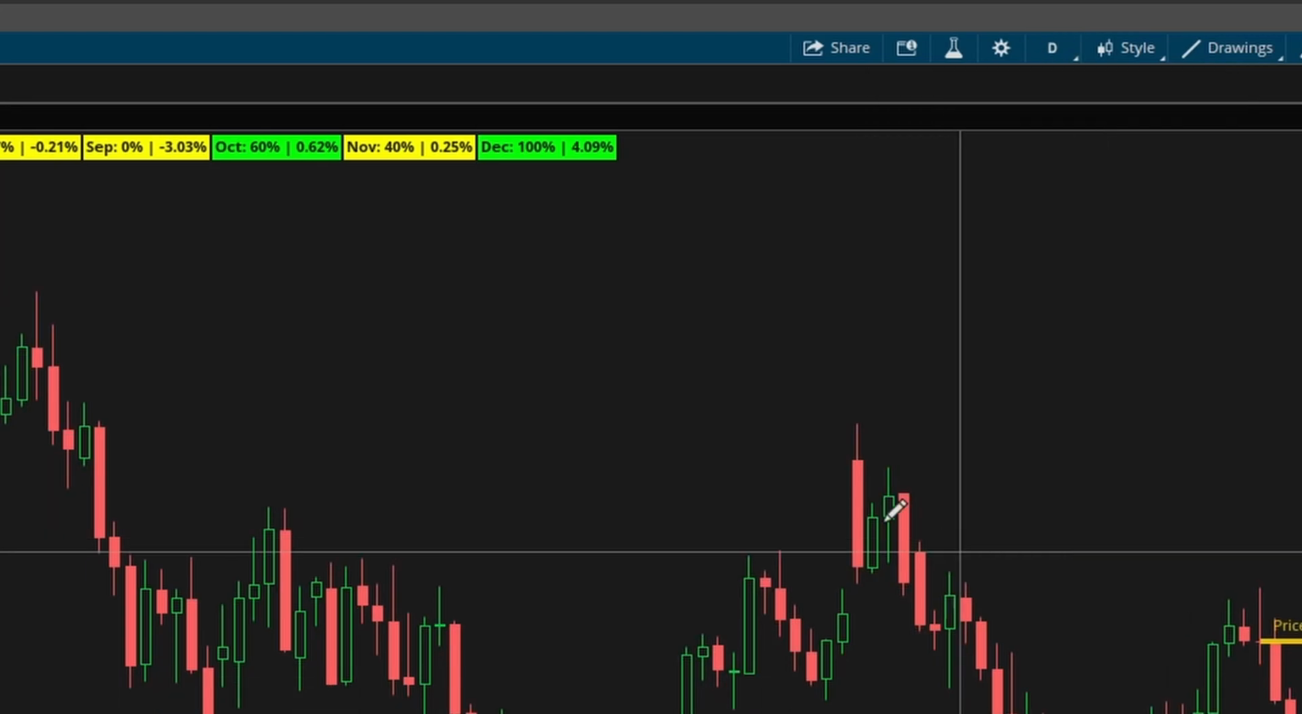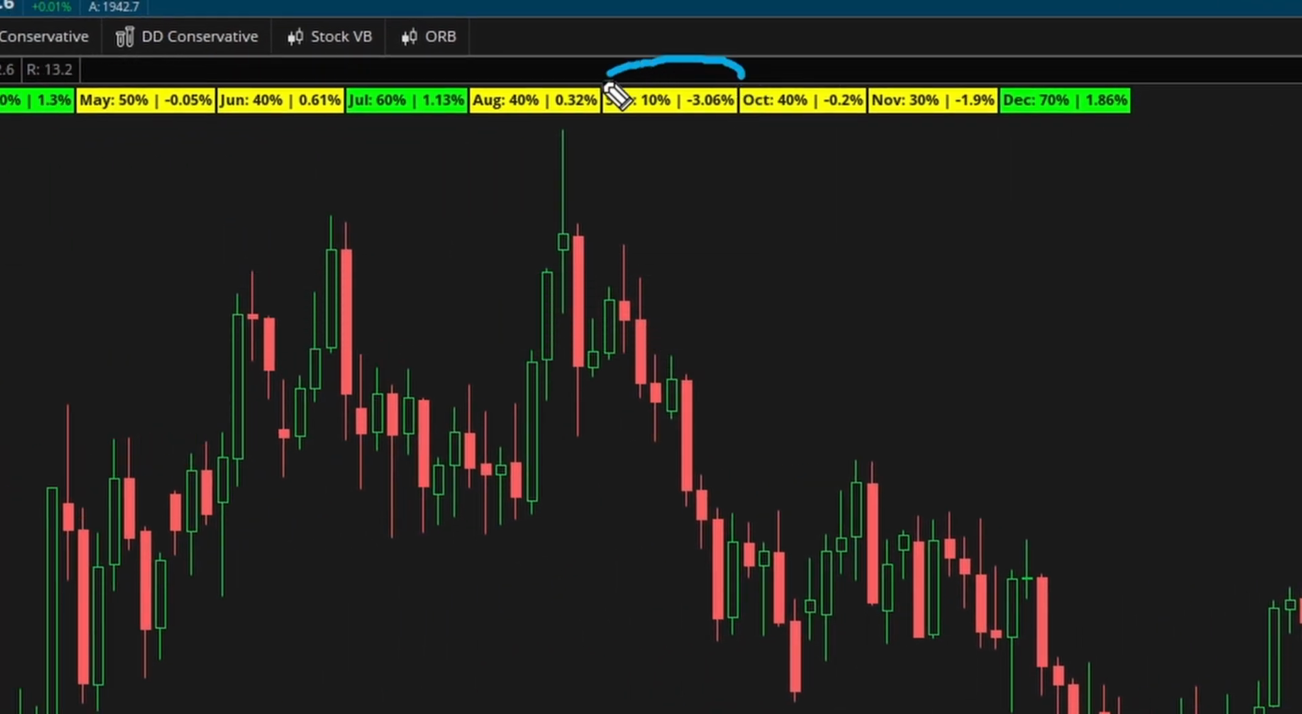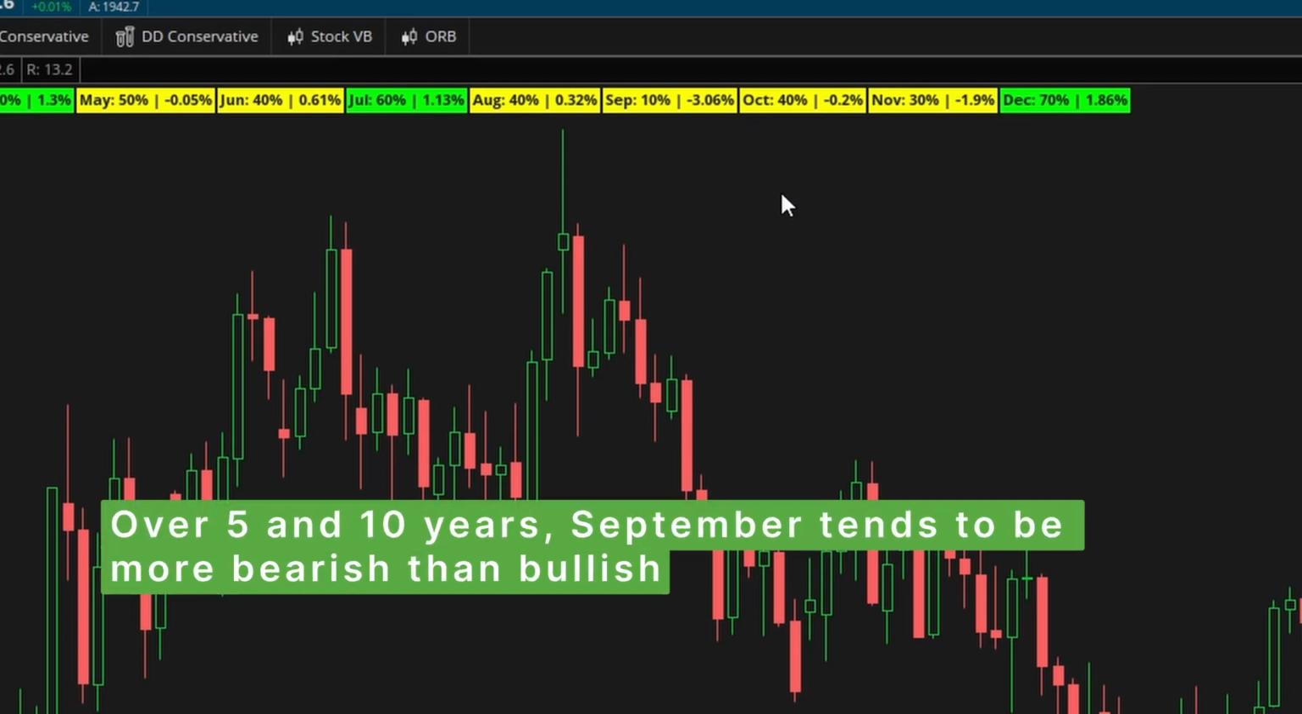Let's go back 10 years. Over the past 10 years, you can still see similar numbers. 90% of the time, September is a down month. Only 10% of the time do we have an up month here. On average, that move is still good for the negative 3%, which tells us that September overall has had a bearish bias.